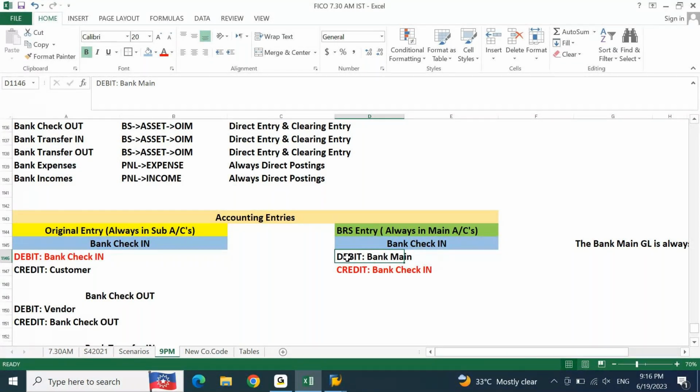If you know the main entry, you look at where your bank sub account is. If your sub account is on the debit side in the original entry, this bank sub account will go to the credit side in the BRS entry. It is always ulta, reverse. Clear?